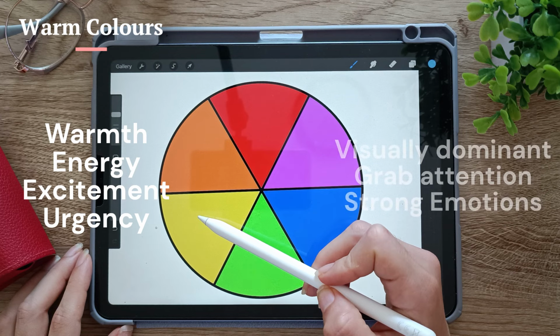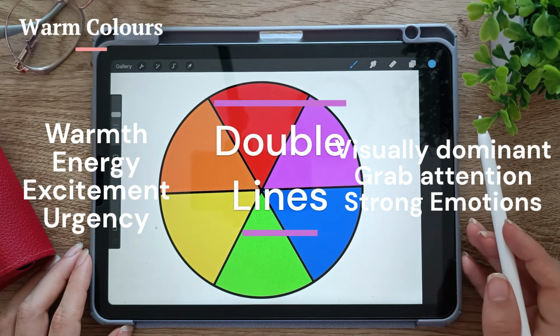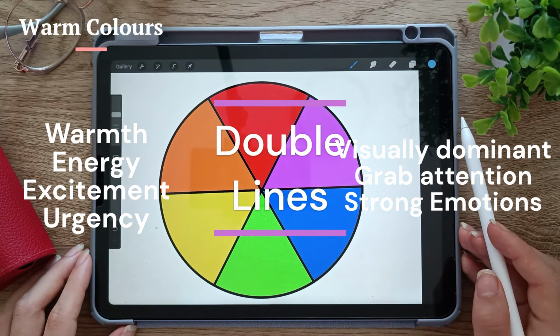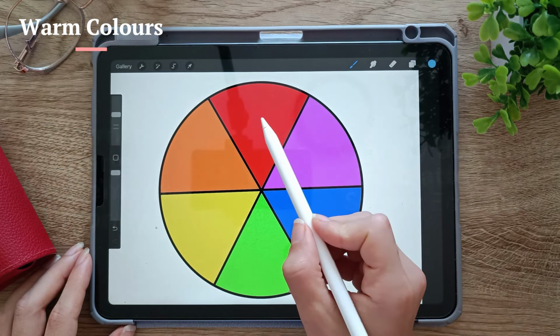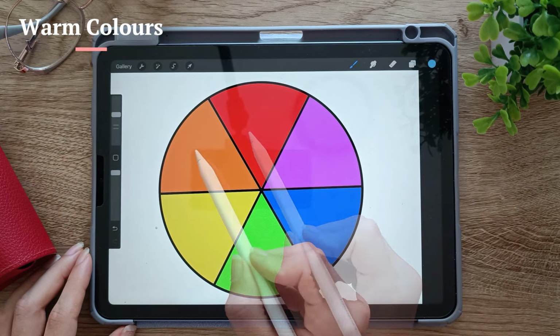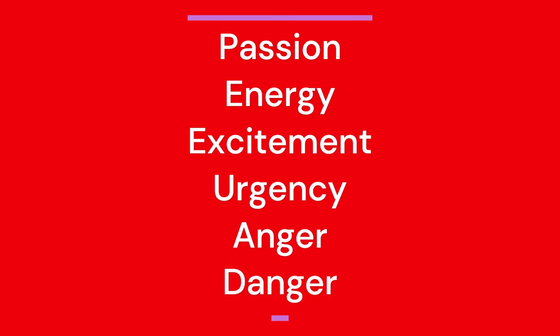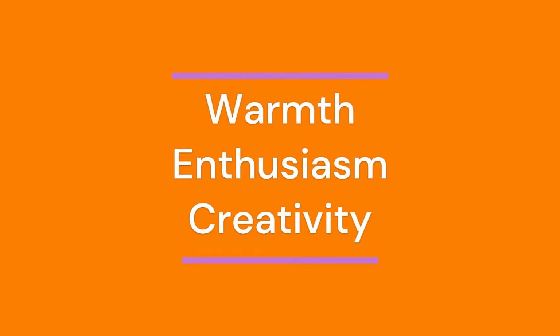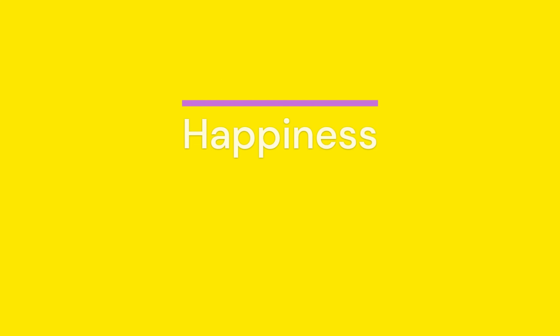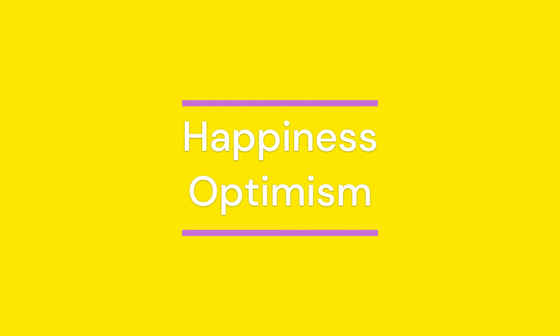They also tend to be visually dominant, so they are often used to grab the viewer's attention or evoke strong emotions. The three main warm colors are red, orange, and yellow. Red is often associated with strong emotions like passion, energy, excitement, and urgency, and even with anger or danger. Orange usually evokes warmth, enthusiasm, and creativity, and yellow symbolizes happiness and optimism.